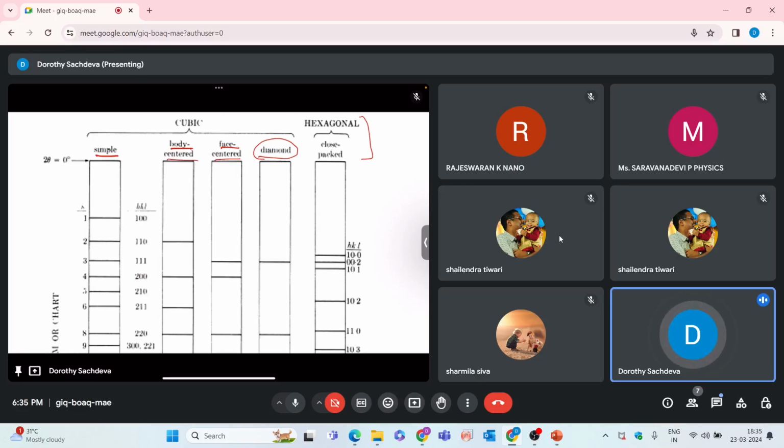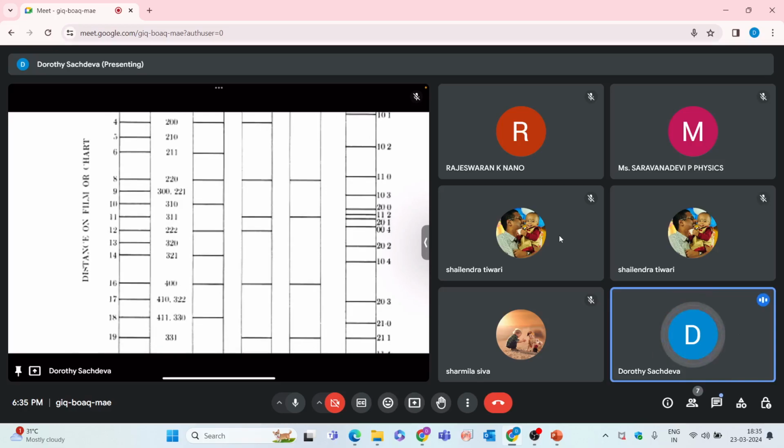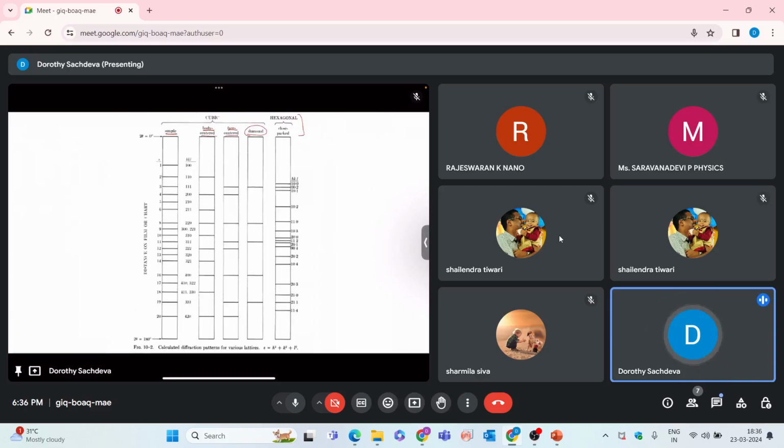So for simple cubic, the y-axis shows your distance on film or chart. So this basically is the diffraction patterns for various lattices. For simple cubic, you will have your reflections along 1, 2, 3, 4, 5, 6, and 7 won't exist at all in any of these cases. You can see that 7 doesn't exist.